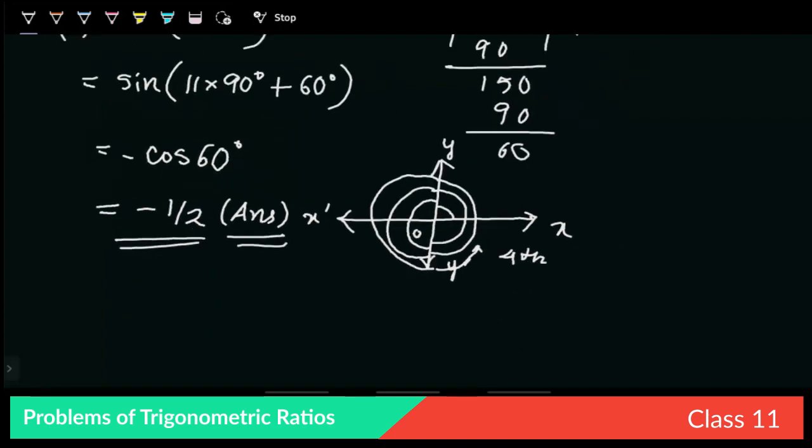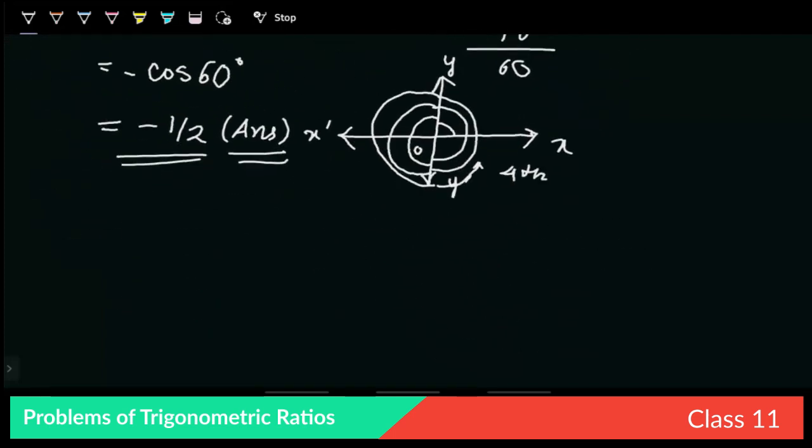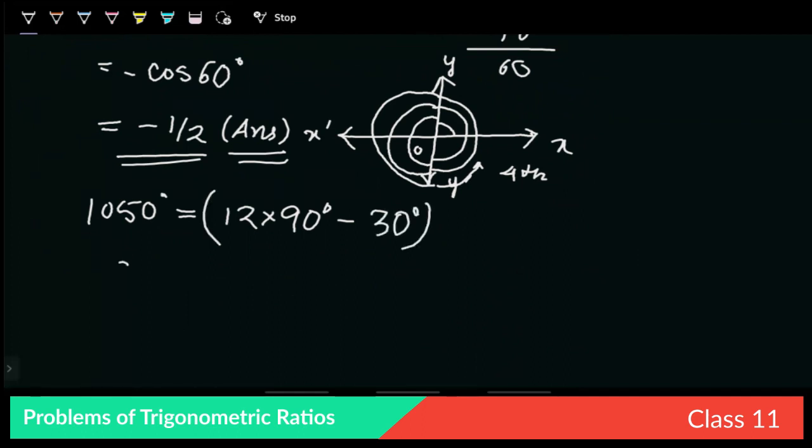So this sum can be done in another way also. See, I can write this 1050 degree as 12 into 90 degrees. So how much is 12 into 90? It is 1080. So I need 1050, so I will subtract 30 degree. Okay, so I can do it in this way also. That means I can write 12 into 90 degree minus 30 degree.